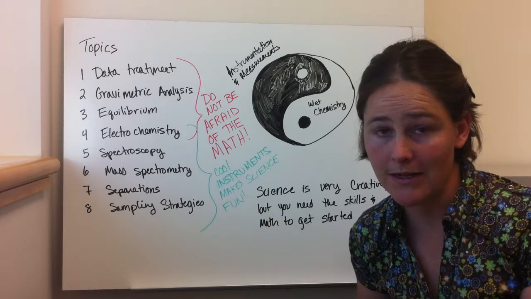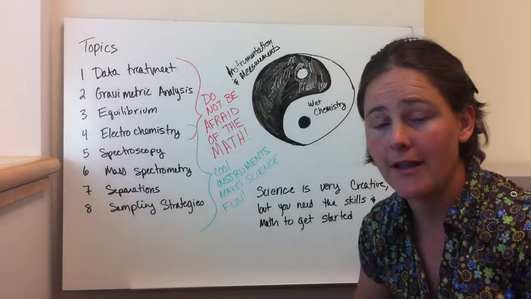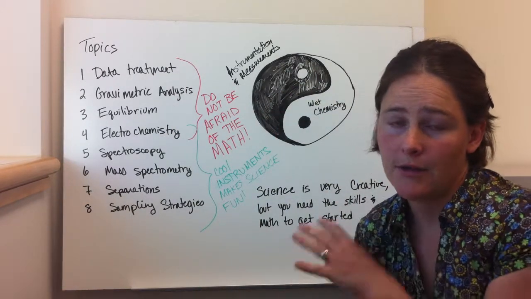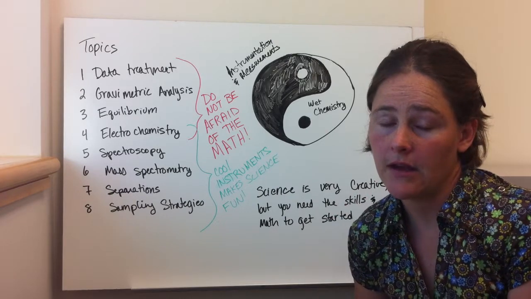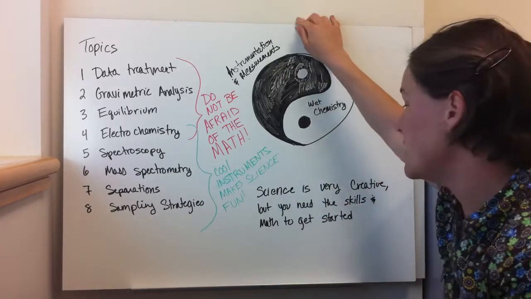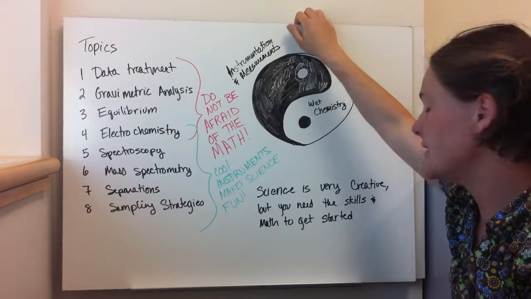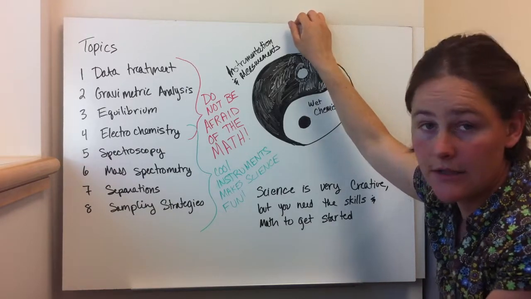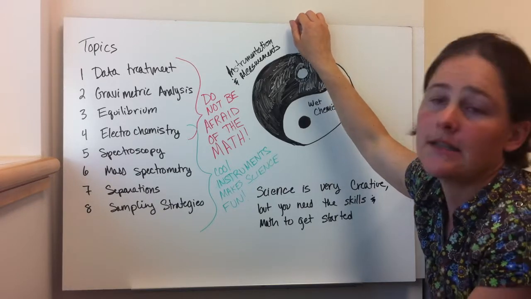You don't just use one technique, one puzzle piece. You have to have an array in order to really understand the whole problem. And this is actually one of the really fundamental building blocks of getting there. Science is very creative, but you really need the math and the knowledge and the skills that you learn in this class to get to the research level.